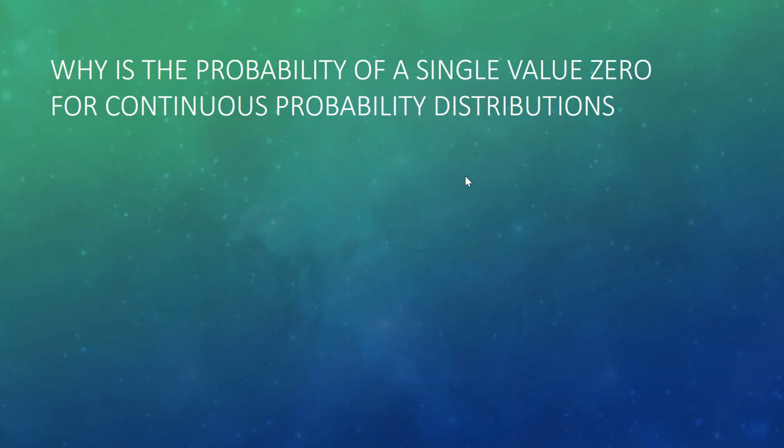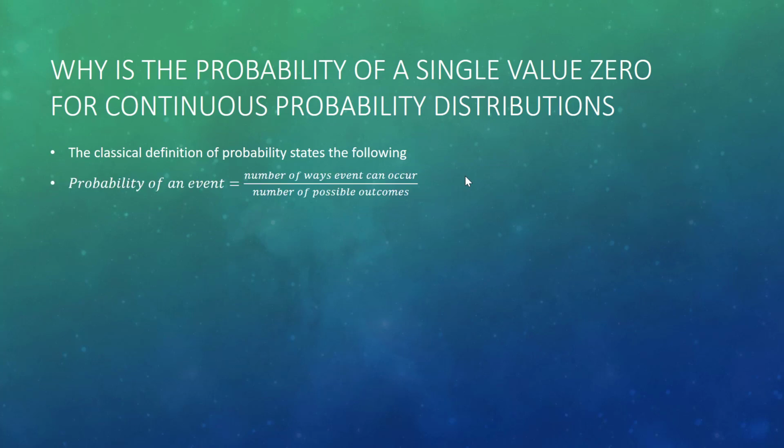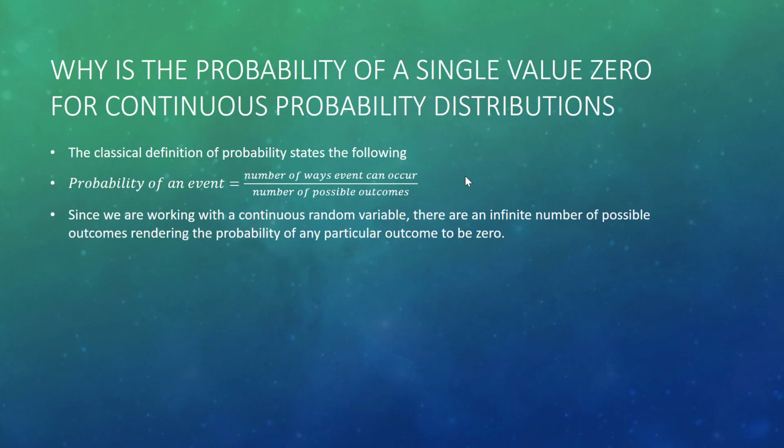Why is the probability of a single value 0 for continuous probability distributions? The classical definition of probability states the following. The probability of an event is equal to the number of ways that it can occur divided by the number of possible outcomes. Since we are working with a continuous random variable, there are an infinite number of possible outcomes, rendering the probability of any particular outcome 0.